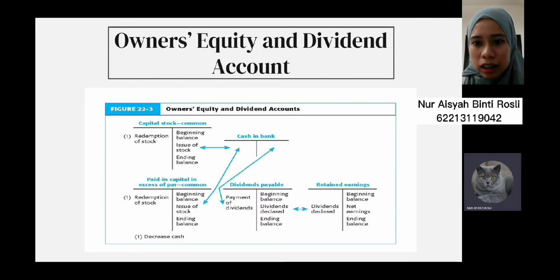Okay, for the last slide is the example of owner equity and dividend amount. For example, what is the relationship between owner equities and cash? For example, if the investor agreed to invest RM100,000 into your business, the RM100,000 will be on the debit side in the cash account, and the credit side in the cash account is for the amount of dividend you need to pay to your shareholder.